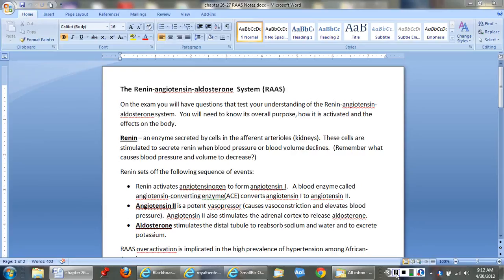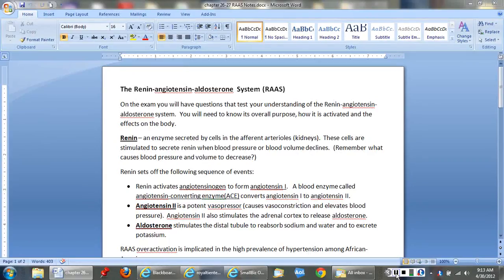I really haven't gone over it. I just put this out there. So renin, I said here you'll need to know its overall purpose, the renin-angiotensin aldosterone system, how it is activated, and the effects on the body. So renin is an enzyme secreted by the kidney cells of the kidney.